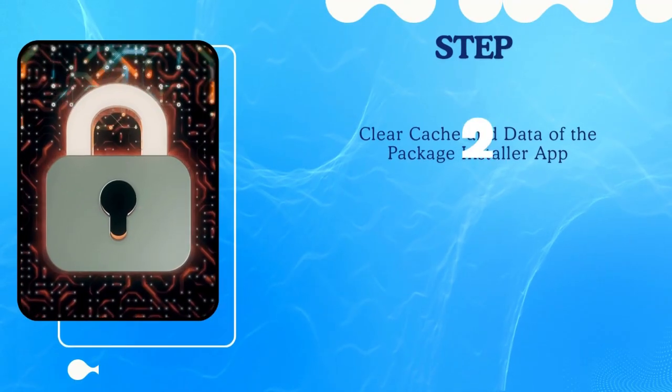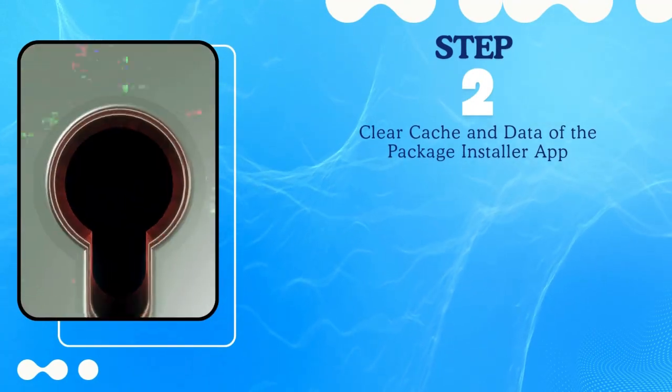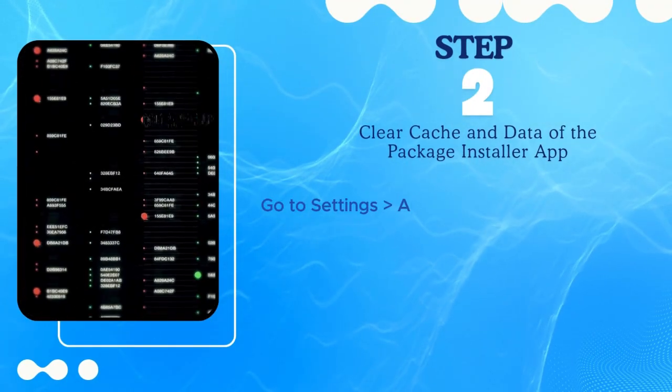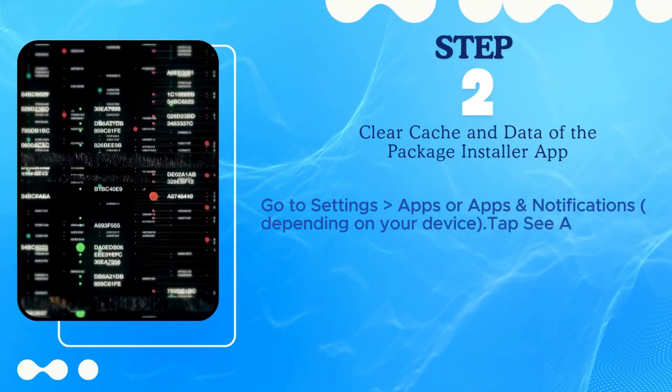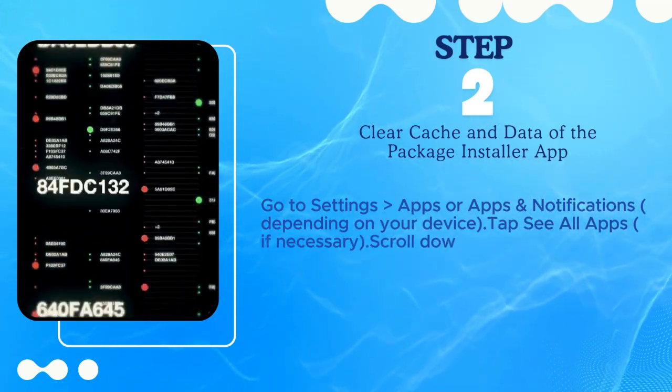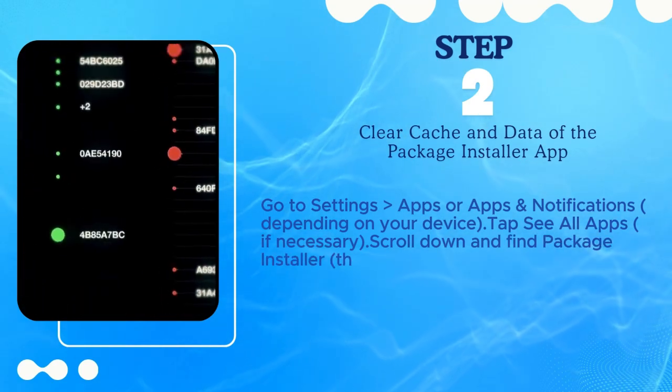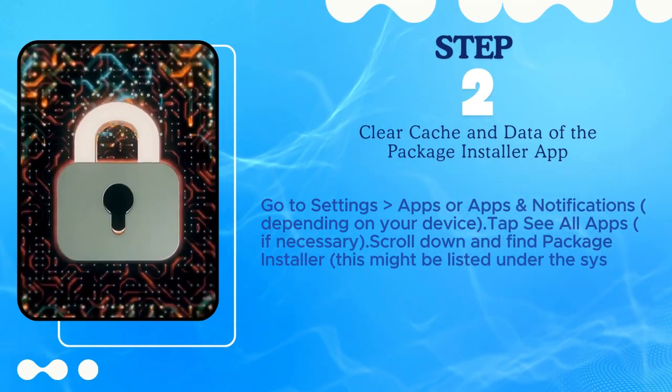Step 2. Clear cache and data of the package installer app. Go to Settings, Apps or Apps and Notifications, depending on your device. Tap See All Apps if necessary. Scroll down and find Package Installer. This might be listed under the System Apps.